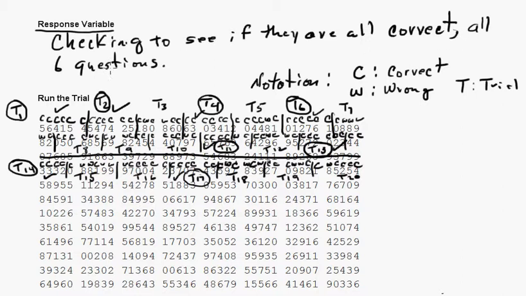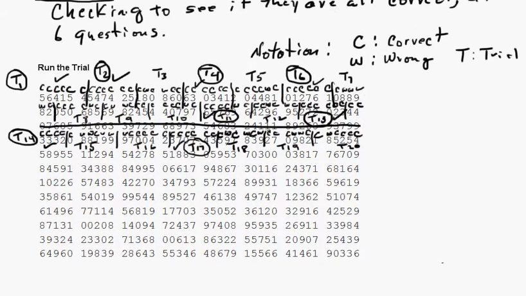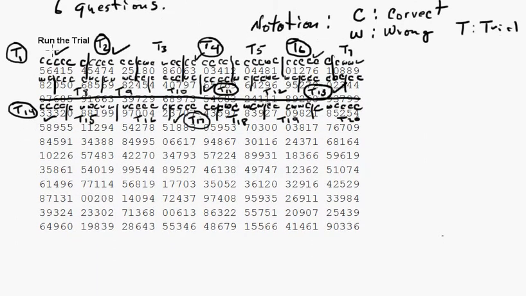correct, all 6 questions. So what I did was my response variable in this case is really just circling, counting to see if they're all correct, and then circling the ones that are of the trial. So I've got 8 out of 20.